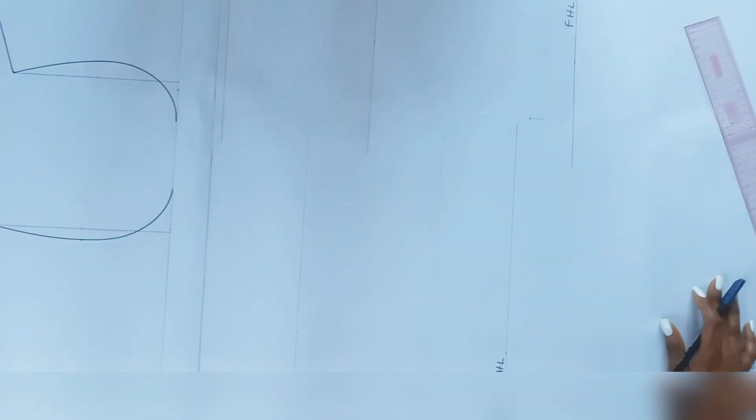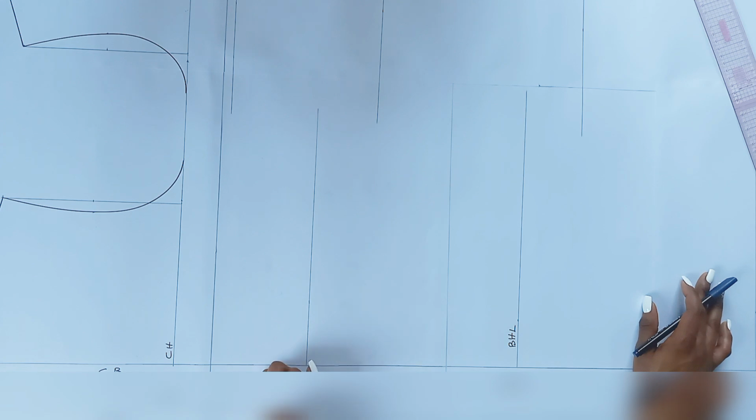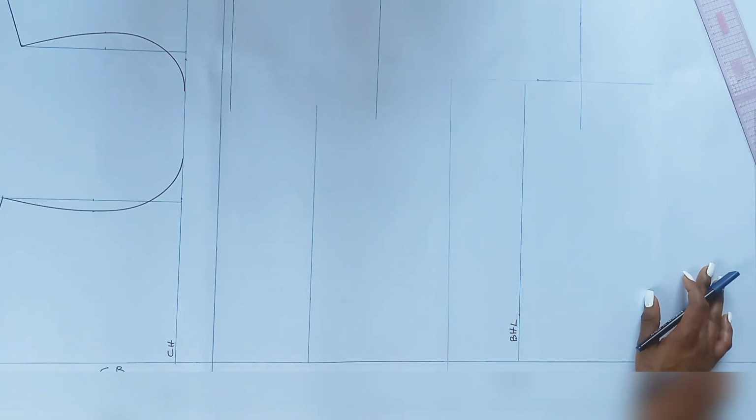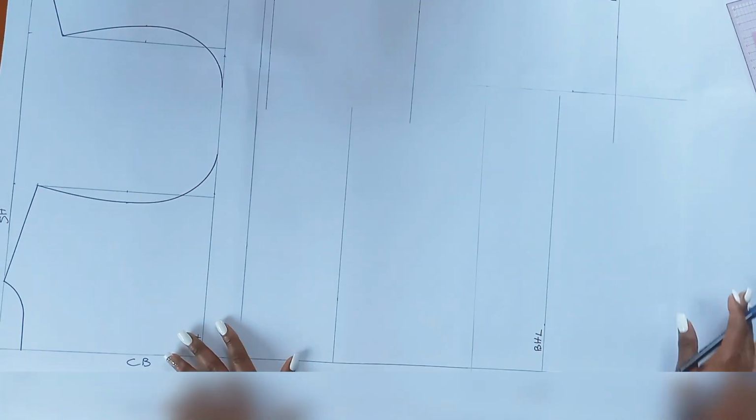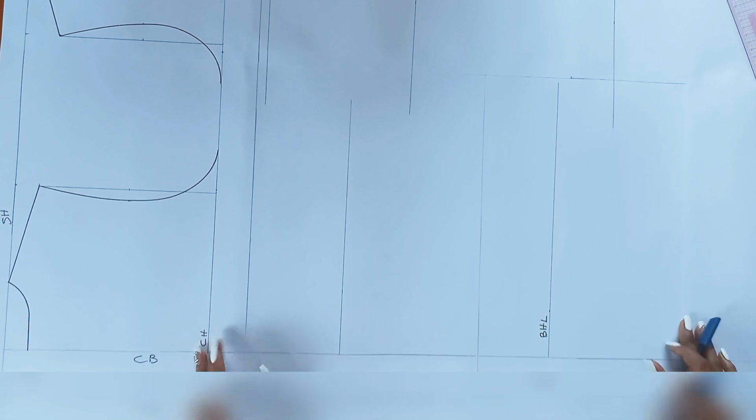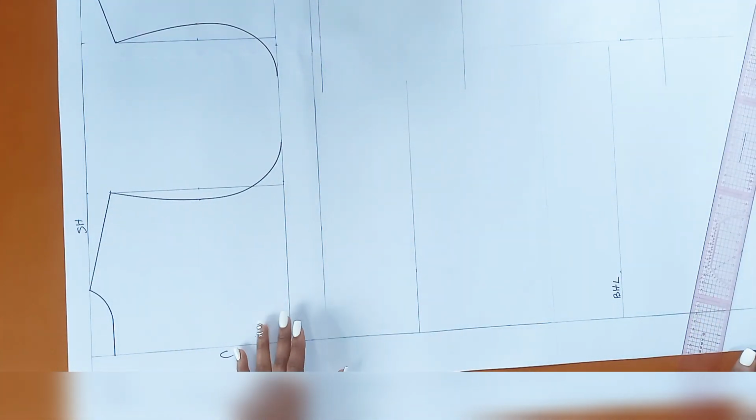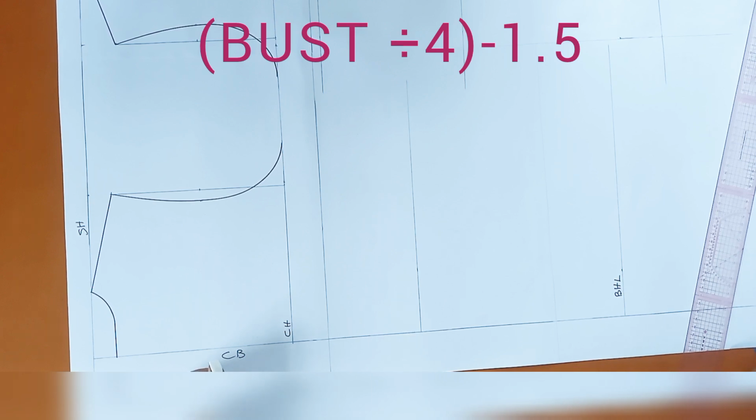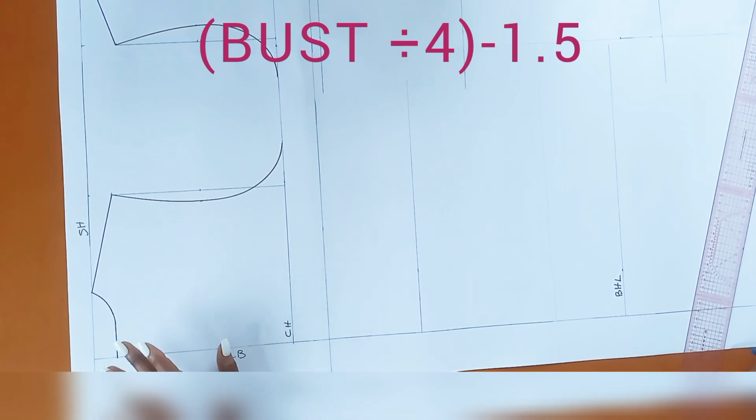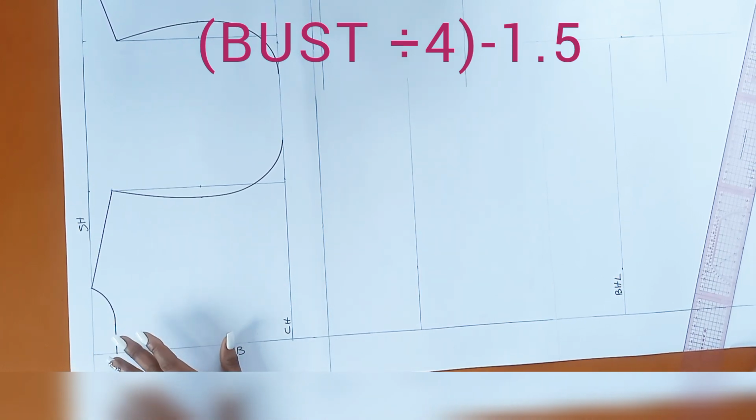Okay, so now we are going to do our darts. To do our darts, we need to determine our bust span measurement. The calculation we'll be using is our bust divided by 4 minus 1.5. When I did that for my bust, bust divided by 4 minus 1.5 gave me 8 inches. Now to get the measurement I'll be using for my darts, I'm going to take my bust span and divide it by 2.